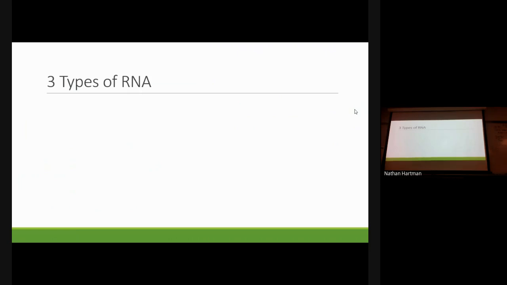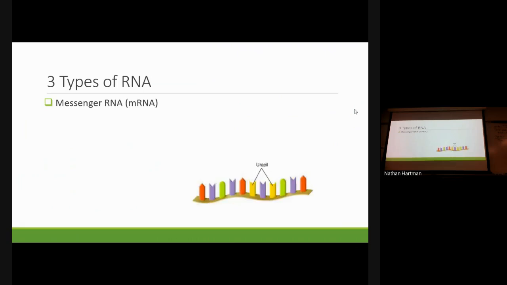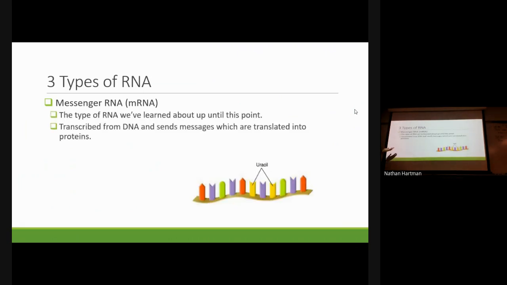But before we talk about exactly what happens in translation, we need to talk about two other types of RNA. So the RNA we've been talking about building during transcription, that's mRNA, messenger RNA, and you've already learned about it. This is what we've been discussing. This is what our messages are transcribed as. It's messenger RNA, right? This is what contains the codons, or the little genetic words that signal to the ribosome to use particular amino acids.